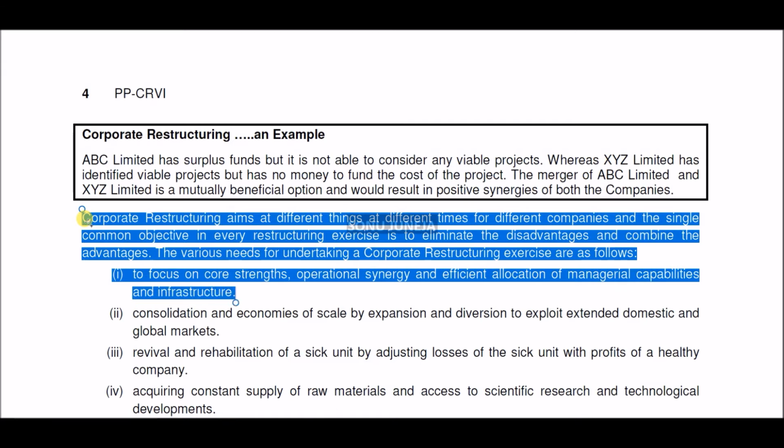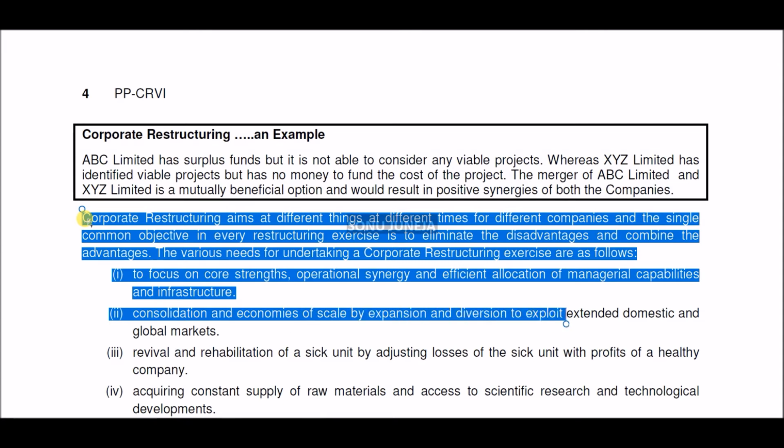Now, to make any sort of decision, you have more professional, more efficient people, more experience, more scope, and more discussions where you can reach a conclusion which is not exact but on a factual basis, on a reliable basis, and on a proper footing. Now, the consolidation and economies of scale by expansion and diversion to exploit extended domestic and global markets.